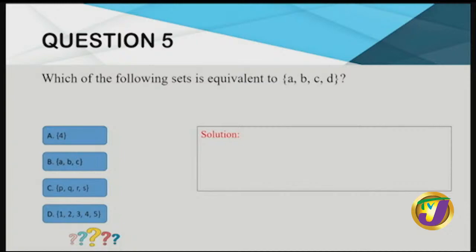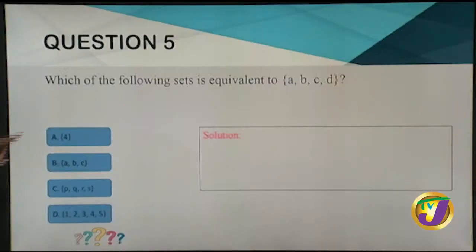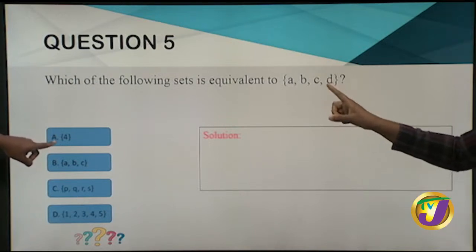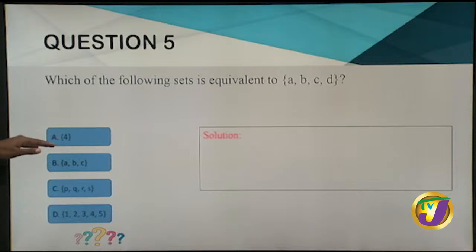And I'm seeing there are 1, 2, 3, 4 elements. So this 4 does not mean that. No, that means that set has 1 element. So the element here is 4. So don't confuse the 4, the number of elements there, with option A, which says that 4 is an element in this set.